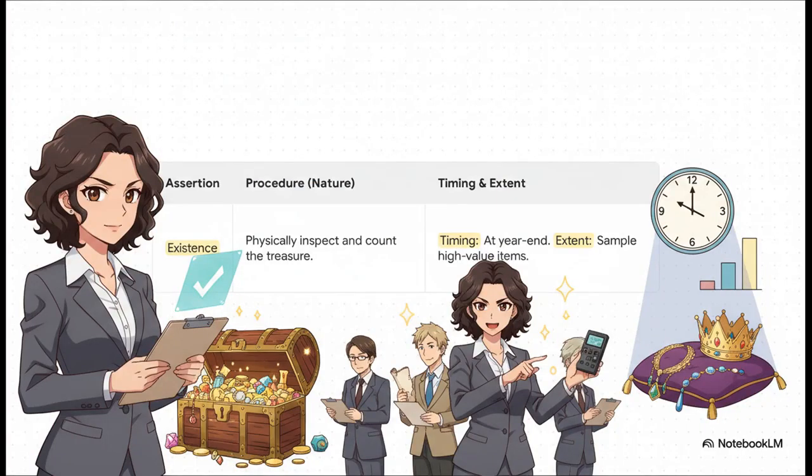And boom, this right here, this is what a perfect merit-level answer looks like. Just look at it. It clearly states the assertion, existence. It defines the procedure, physically inspect and count. But the magic is in the details, right? The timing is at year-end. The extent is a specific sample of high-value items. You're not just checking the treasure. You're laying out an exact, professional plan. That's where the marks are.